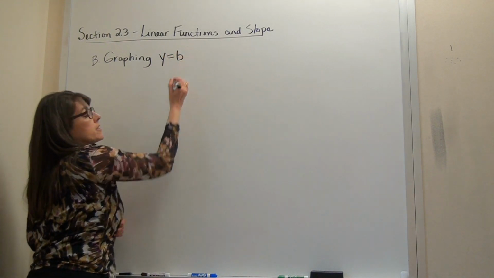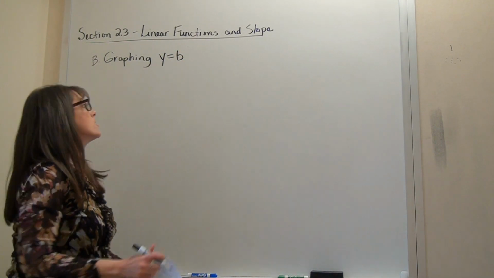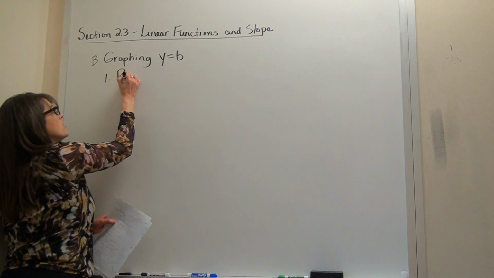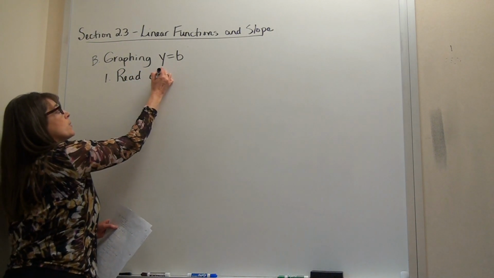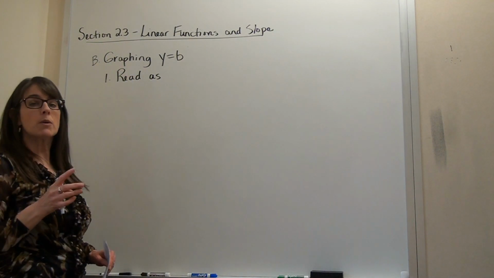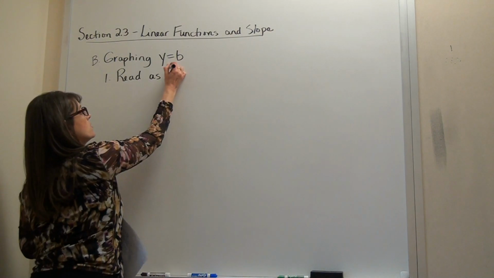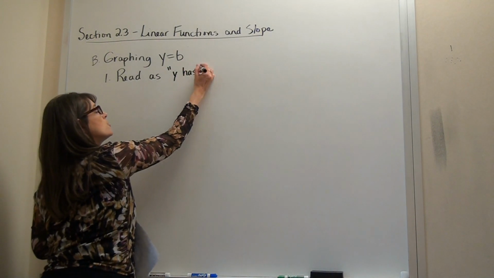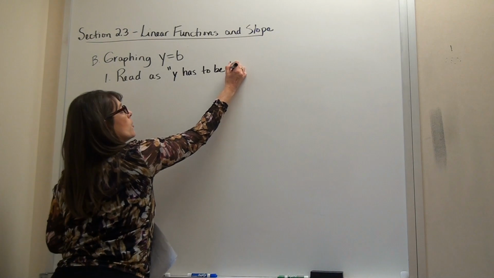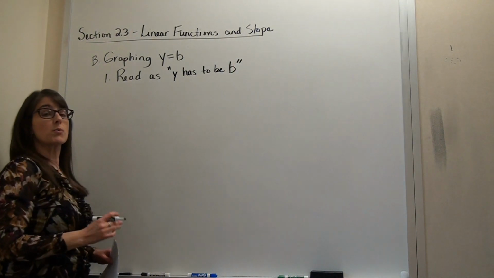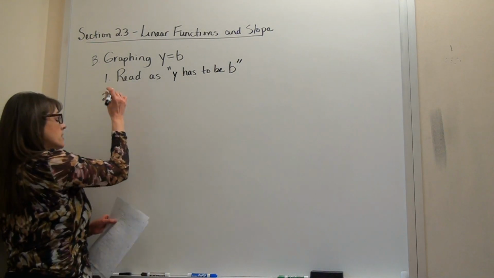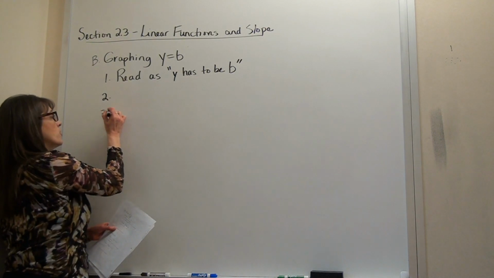Y equals B. That's a B, not a 6. Now, typically what we do is we read it as y equals b, but I'm going to read it a different way. I'm going to read it as y has to be whatever that letter is. Because when I read it that way, then I completely understand how to graph this line.